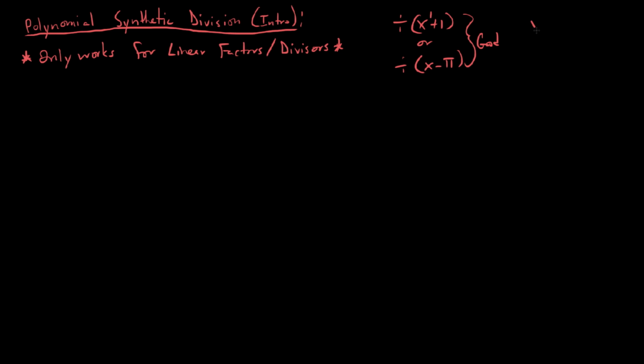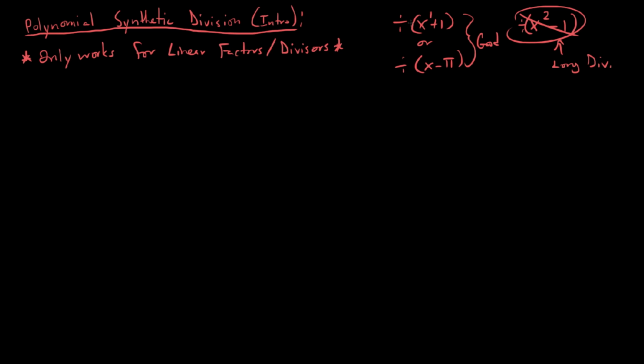Something that would not be acceptable: we could not divide by something like x squared minus 1. It just can't happen. This is no good. We would have to use long division on this, and I know that just makes you sad, but I don't know if you heard me. It only works for linear divisors. So let's get that straight. Okay, so let's go ahead and get started.